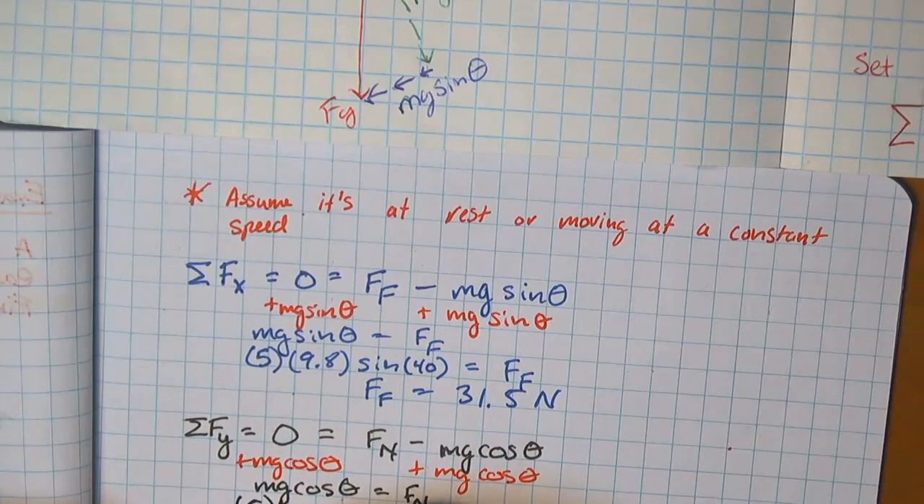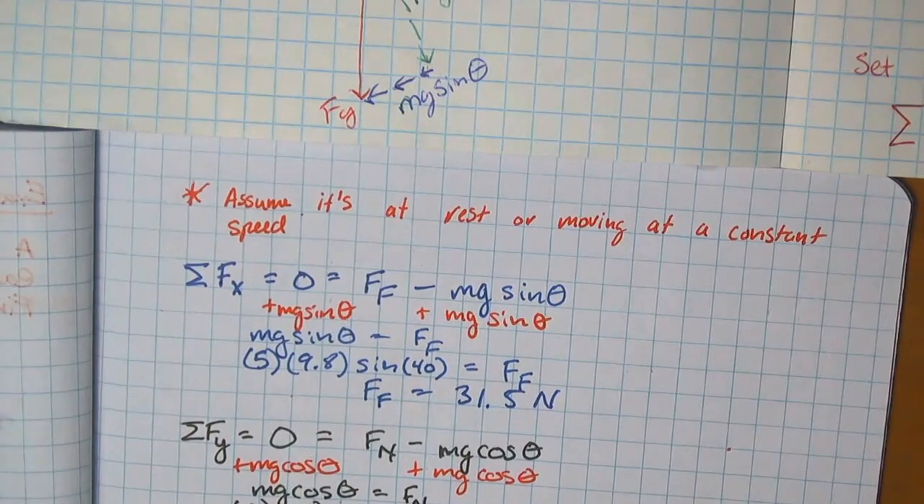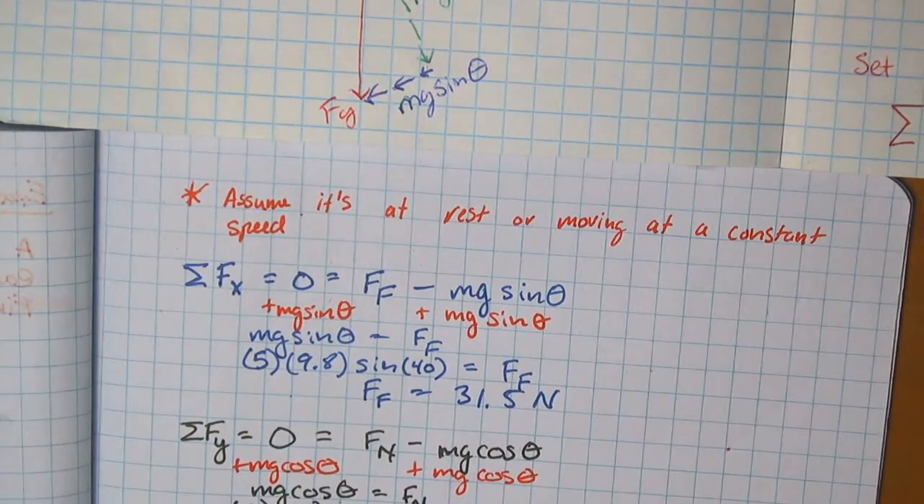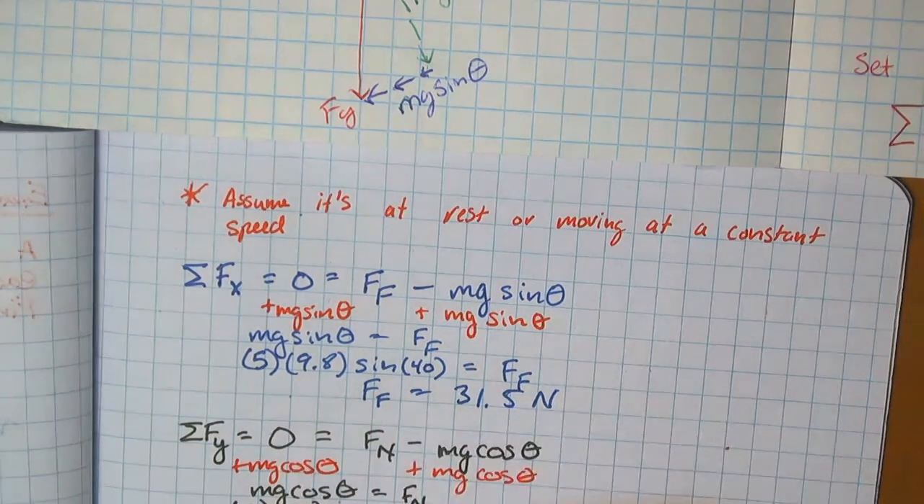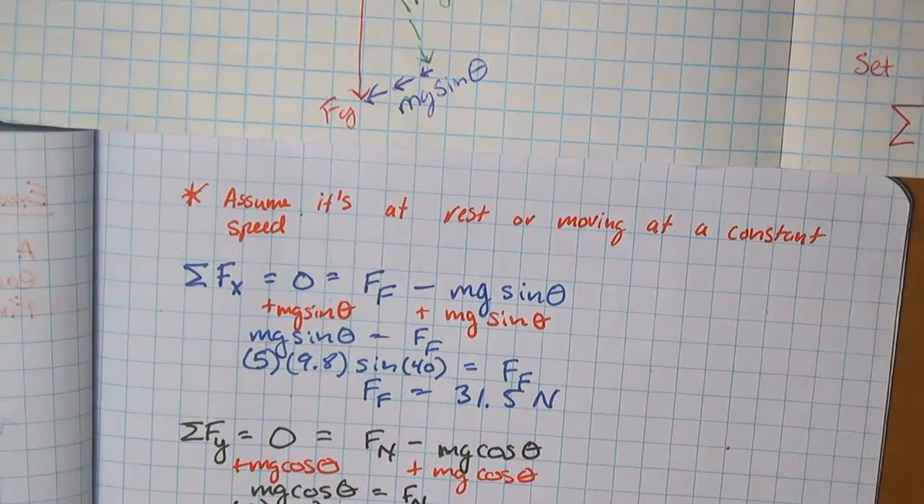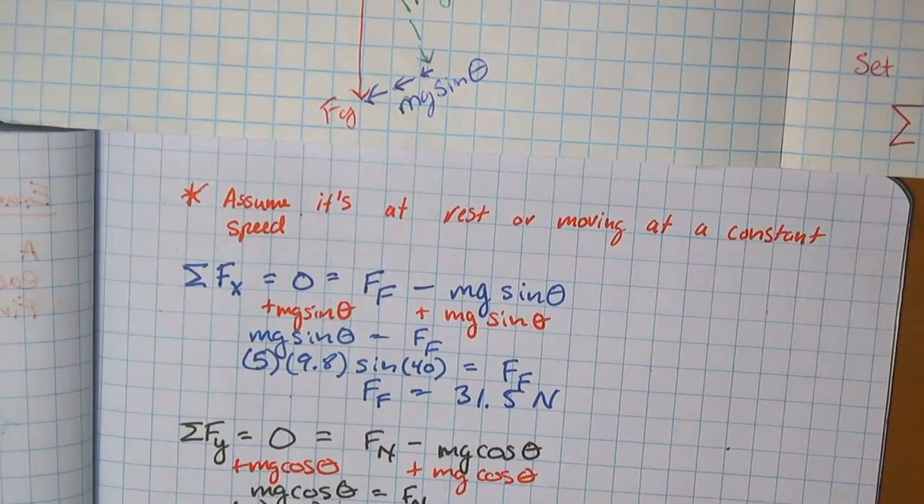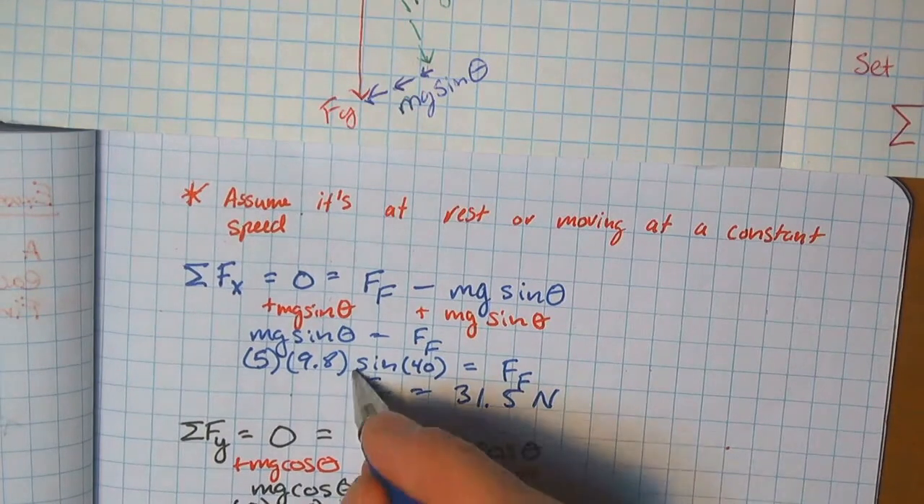Plug in the numbers. So 5 times 9.8 times cosine of 40 degrees is going to give you 37.5 newtons. And that's how you do this problem.